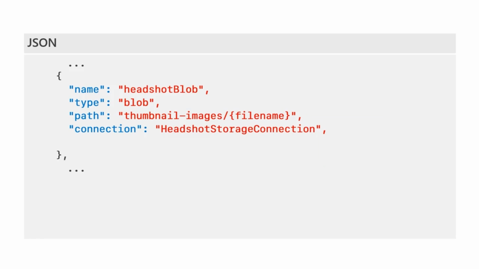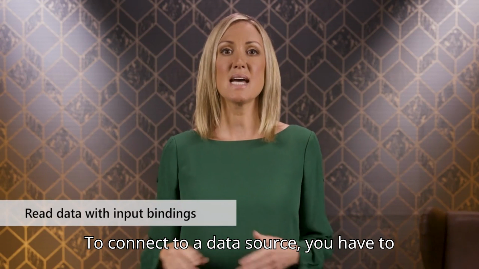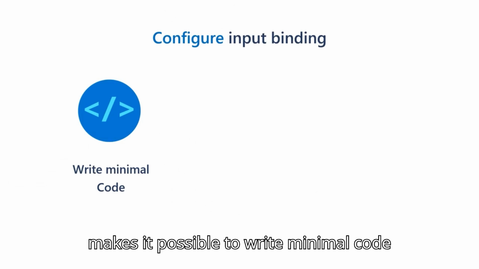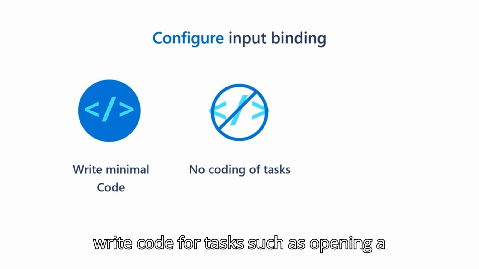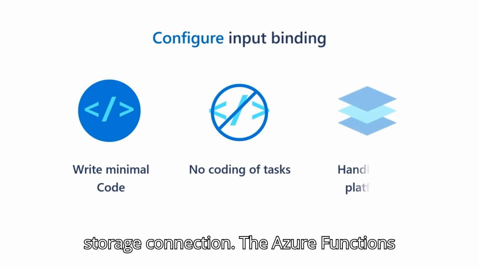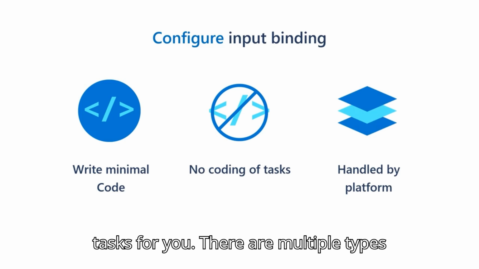Next, provide the connection string setting name as defined in the application settings file. This is used as a key to find the connection string to connect to your storage account. Finally, you need to define the direction value as in, as this binding will read data from the blob. Bindings are used to connect to data in your function. In this example scenario, we used an input binding to connect user images to be processed by our function as thumbnails. To connect to a data source, you have to configure an input binding. This binding makes it possible to write minimal code to create a message. You don't have to write code for tasks such as opening a storage connection. The Azure Functions runtime and binding take care of those tasks for you.